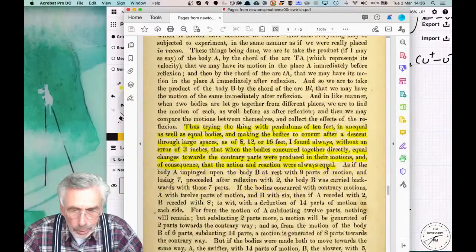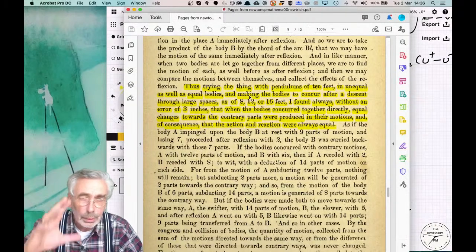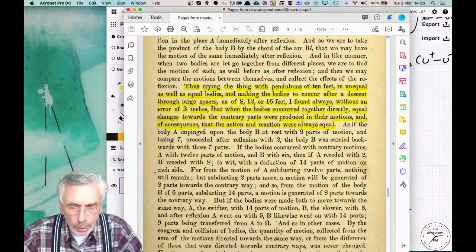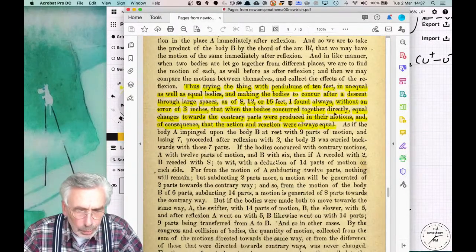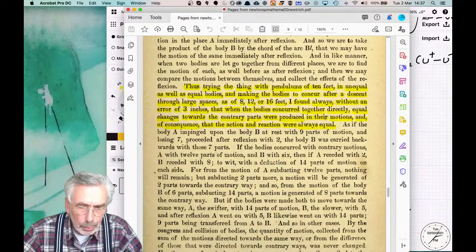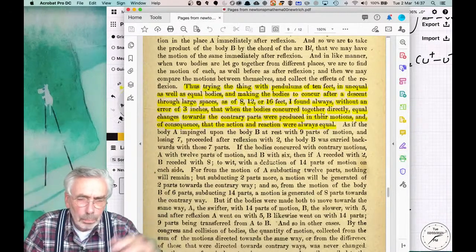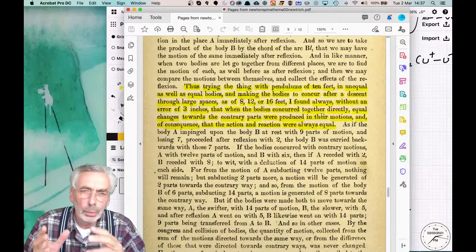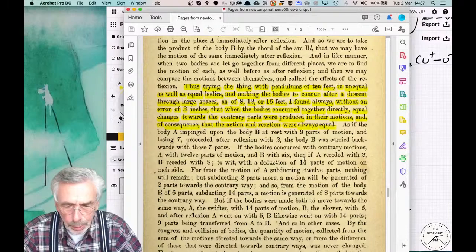And then he's talking about this. "Thus, trying the thing with pendulums of 10 feet in equal and unequal bodies, and making the bodies concur after a descent through spaces of 8, 12, and 16 feet, I found always, without an error of 3 inches, that when the bodies concur together, equal changes towards the contrary part." So he takes M1 and M2. It's very hard to understand what he's writing, but he says, well, everything in parts. They never thought in absolute numbers in those days, it was always in ratio, 1 to 3, ratio of that to that. As you can see further on, parts of this, parts of that.